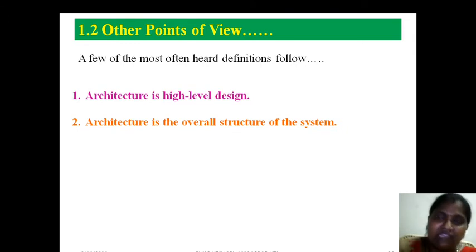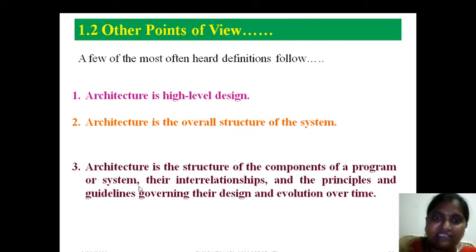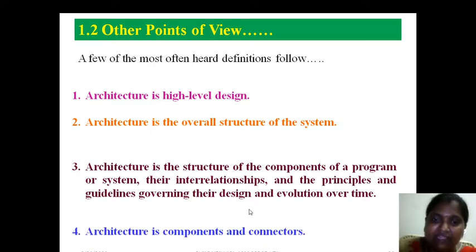We also know it contains all the elements, relations, properties, their connectivity, their functionality. So architecture is the structure of components of a program or system, their interrelationships, of course, what I said previously, and the principles and guidelines: how we have to do it, what we should not do. Everything can be defined in this architecture. Right? So these are the four points in terms of the view of architecture. It is a high level design. It is the overall structure of the system. It may contain the components, interrelationships and principles. And finally, architecture is the components and elements and their connectivities in terms of relations.